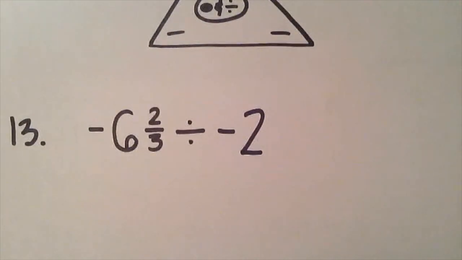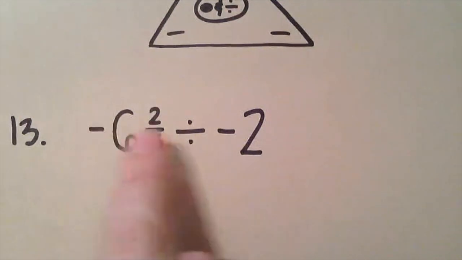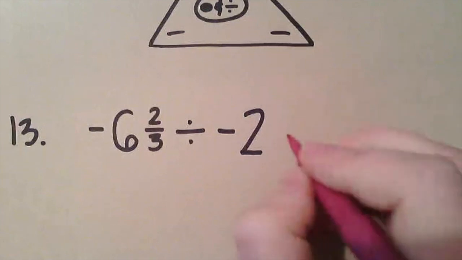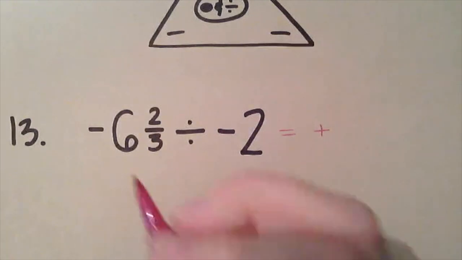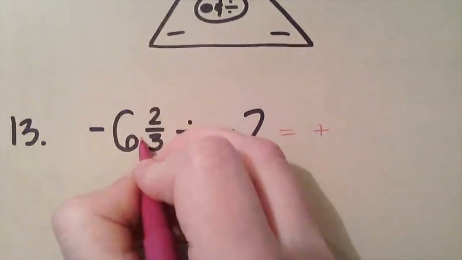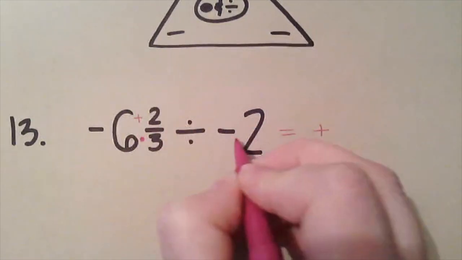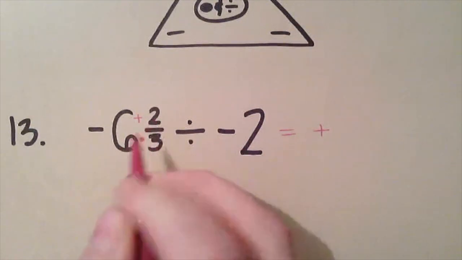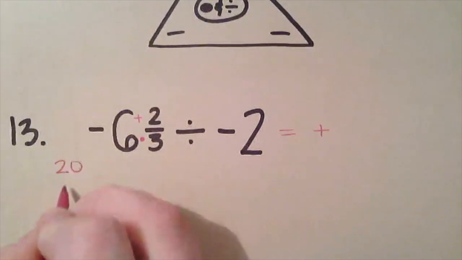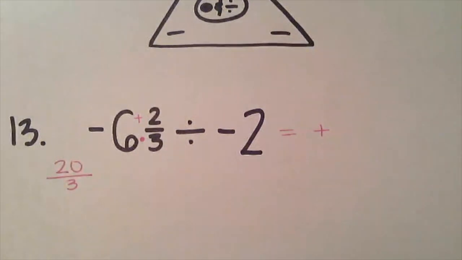So you can use that to help you out. I'm looking at number 3 from your notes right now. Number 3, a negative divided by a negative is going to get me a positive answer. So I'll set up a little plus sign there for my final answer. I am going to turn these into improper fractions right away. 3 times 6 is 18, plus 2 is 20 over 3.